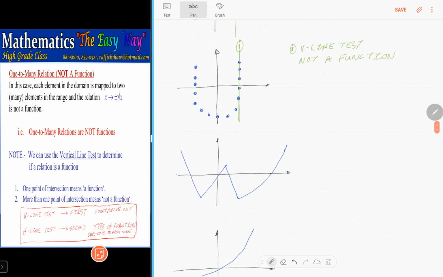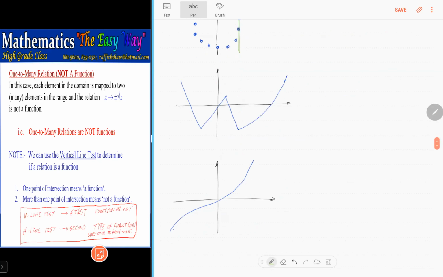Talk to me, this one. Function or not function, or what kind of function? You can look at it and know now. Function. What kind? Many to one. A many to one function. Very good. So any vertical line I draw, function.